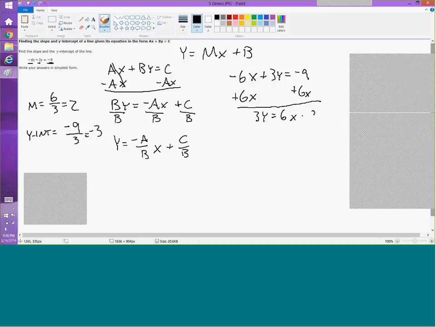To get 3y equals 6x minus 9, and then divide by 3 to get y completely by itself. So 6x divided by 3 is going to be 2x. Negative 9 divided by 3 is negative 3. Again, my slope is the 2 that's being multiplied times x, same 2 that we got over here. My y-intercept is this negative 3 over here, which is the same negative 3 that we got over here. Any questions about that?